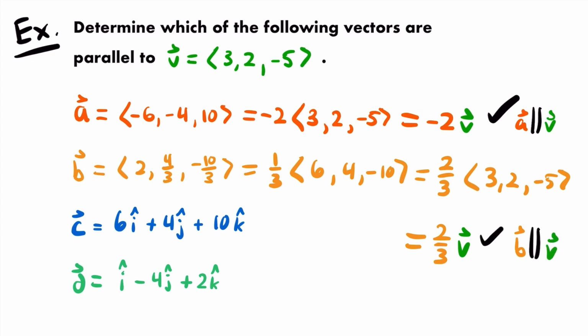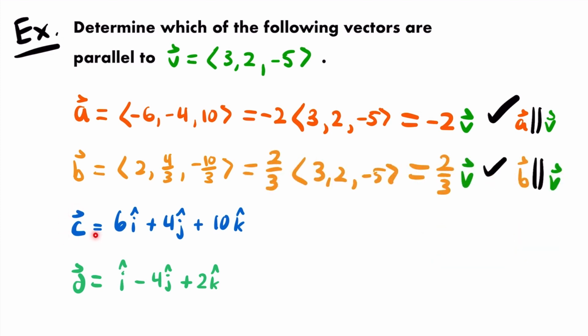Okay, so that's it for vector b. Let's move on to our next vector. This time we have vector c, which is equal to 6i plus 4j plus 10k. All right, now to easily compare this notation to vector v, let's rewrite this vector into standard unit vector notation. It will be equal to 3i plus 2j minus 5k.